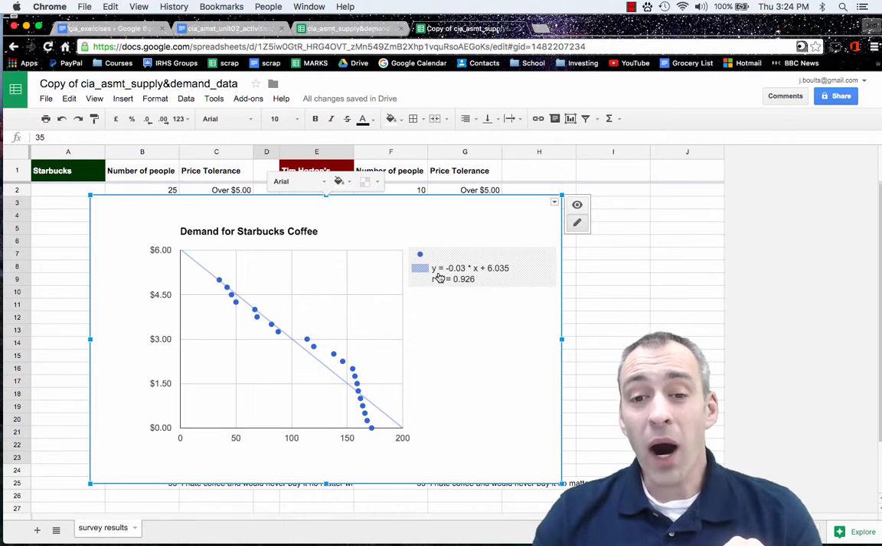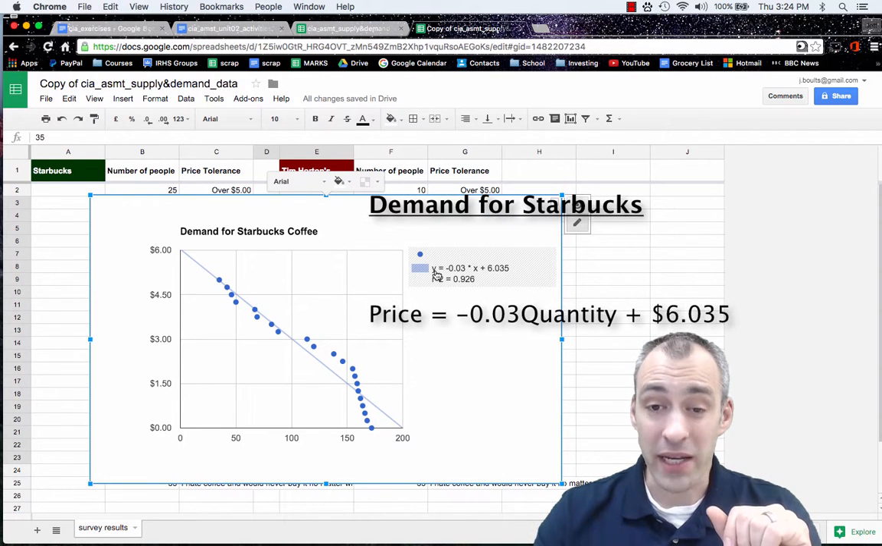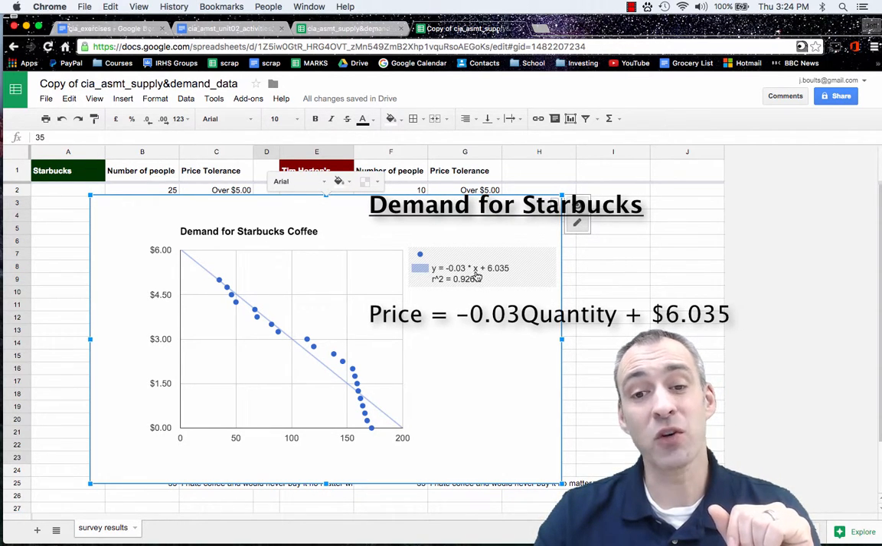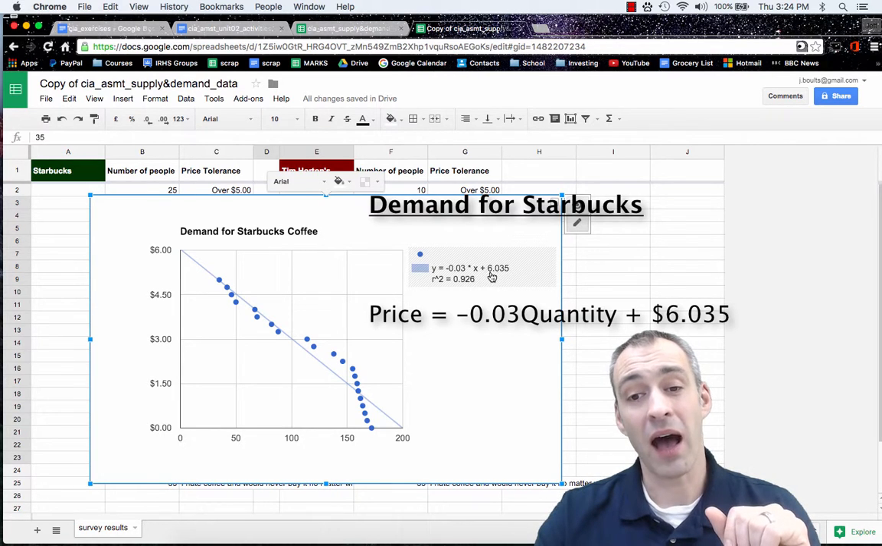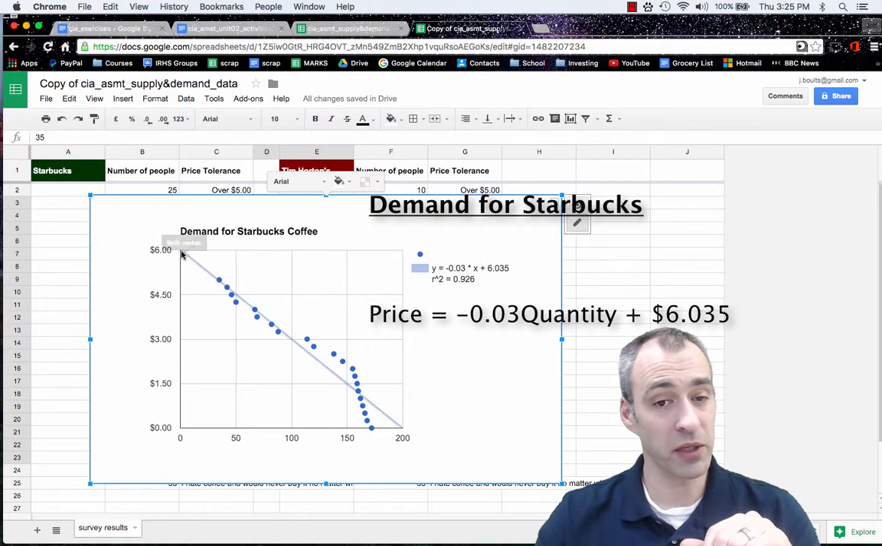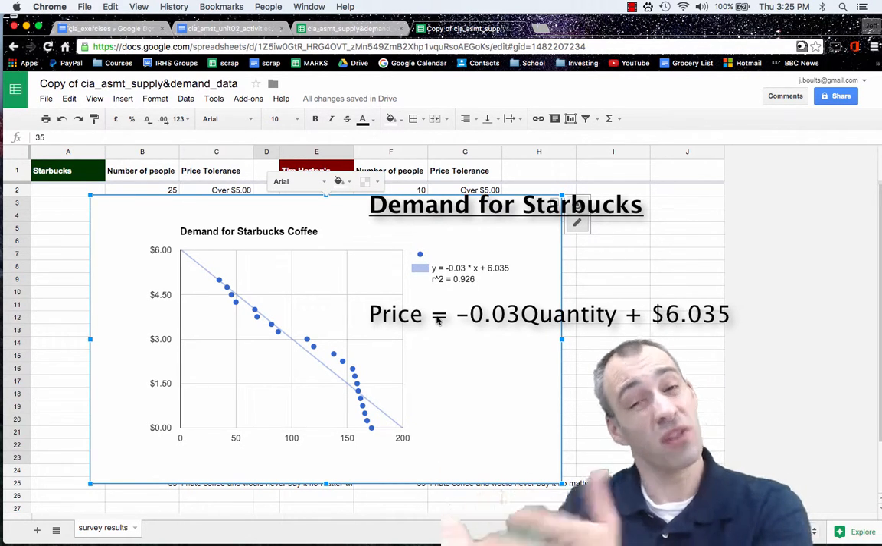And instead of y equals some negative slope times x plus an intercept, what you're saying is price equals some negative slope times the quantity plus how much someone would pay at zero quantity. So that's the intercept of B over here, right? And that's your equation for demand, which you can use in other ways later.